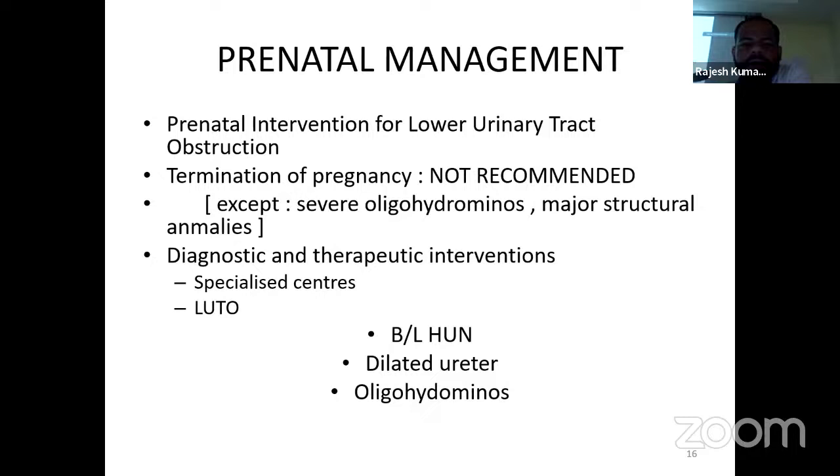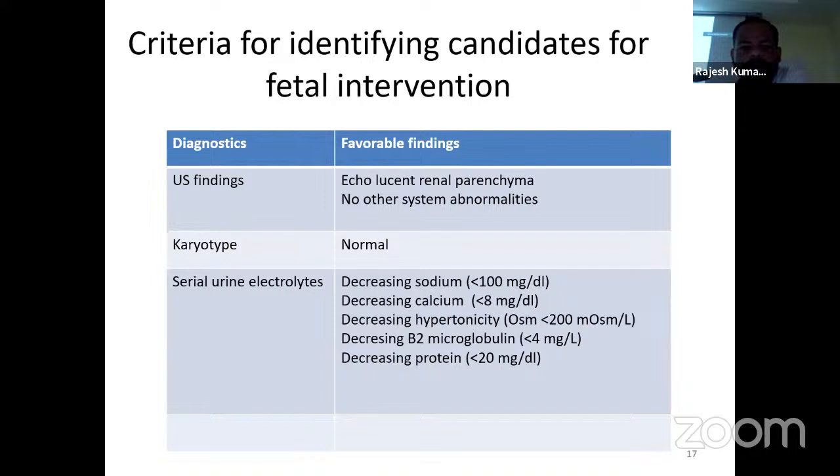In prenatal management, termination of pregnancy is generally not recommended, except in some conditions like severe oligohydramnios, and the main factor is major structural abnormalities. Otherwise, diagnostic and therapeutic intervention is performed in a specialized center, mostly for lower urinary tract obstruction, where findings are bilateral hydroureteronephrosis, dilated ureter, and oligohydramnios.